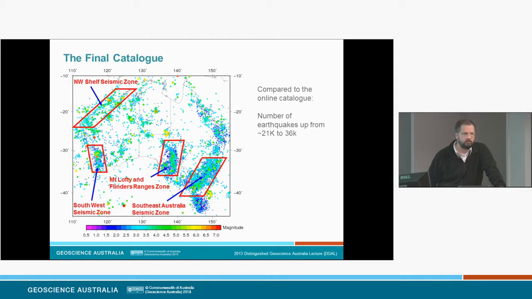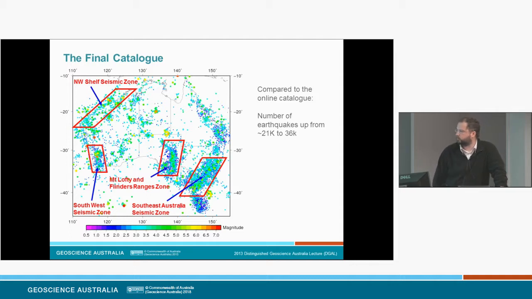Generally speaking, earthquakes are not evenly distributed across Australia. Traditionally there are 4 seismic zones. The Northwest Shelf seismic zone, which is offshore. The Southwest seismic zone, which includes the Meckering earthquake. The Mount Lofty and Flinders Ranges zone, I'm going to talk a lot about that over the next hour or so, which is in Central Australia. And where we're standing right now, the Southeast Australia seismic zone.